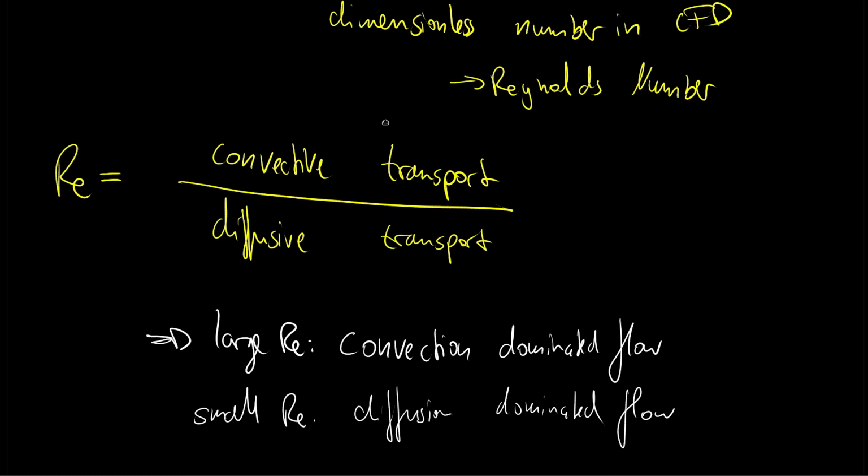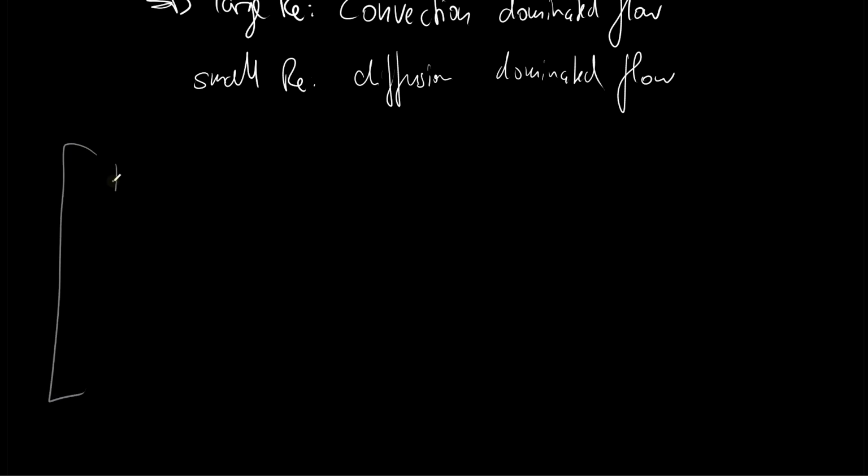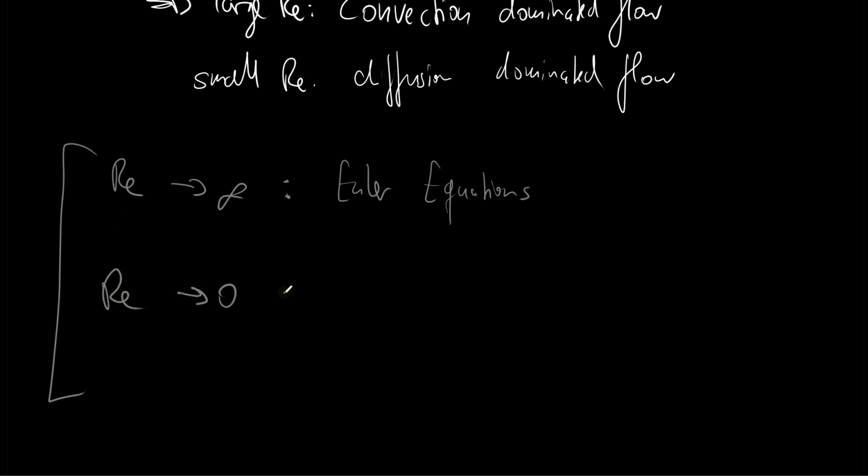And you can even put this into the extremes and say that if the Reynolds number goes to infinity, then we are getting the Euler equations, which in that case don't have diffusion at all. And if the Reynolds number goes to 0, then we are getting the Stokes equations, which don't have convection at all. And why am I bringing this up?